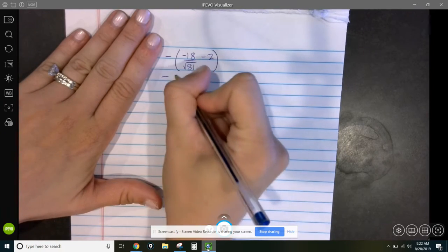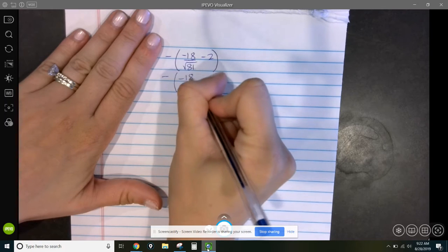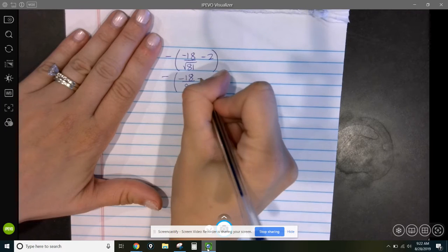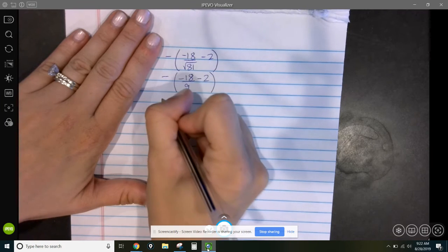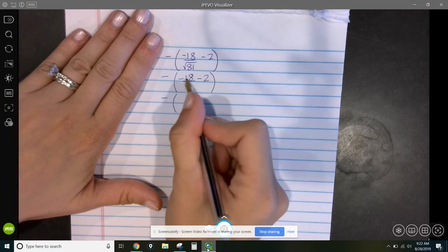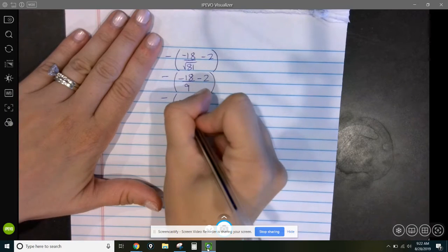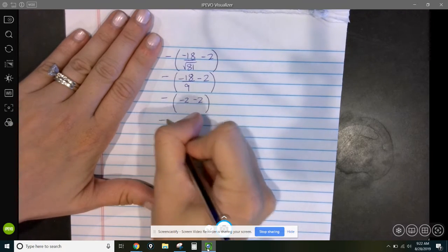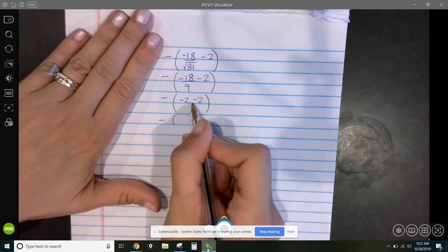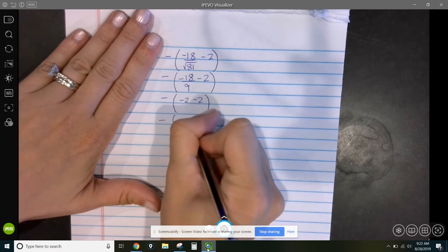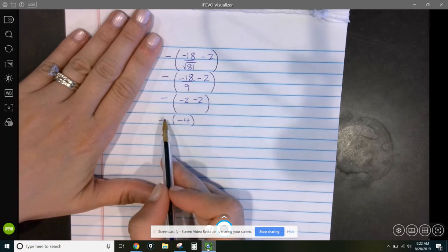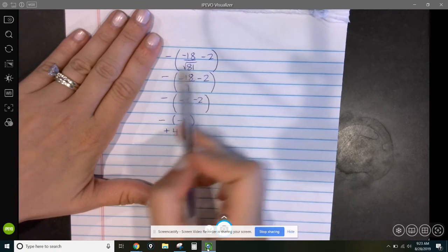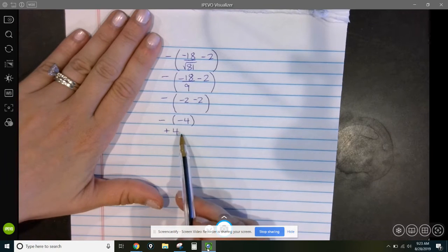So I'm going to leave this minus the way it is, leave the negative 18. You probably figured out that the square root of 81 was 9. And leave that minus 2 for a minute. So just simplifying inside the parentheses, negative 18 divided by 9 is negative 2. And bring down that minus 2. So inside the parentheses, I have negative 2 minus 2, which is negative 4. And now I have this minus negative 4, so that becomes plus 4. So this whole right side of the equation just became a plus 4.